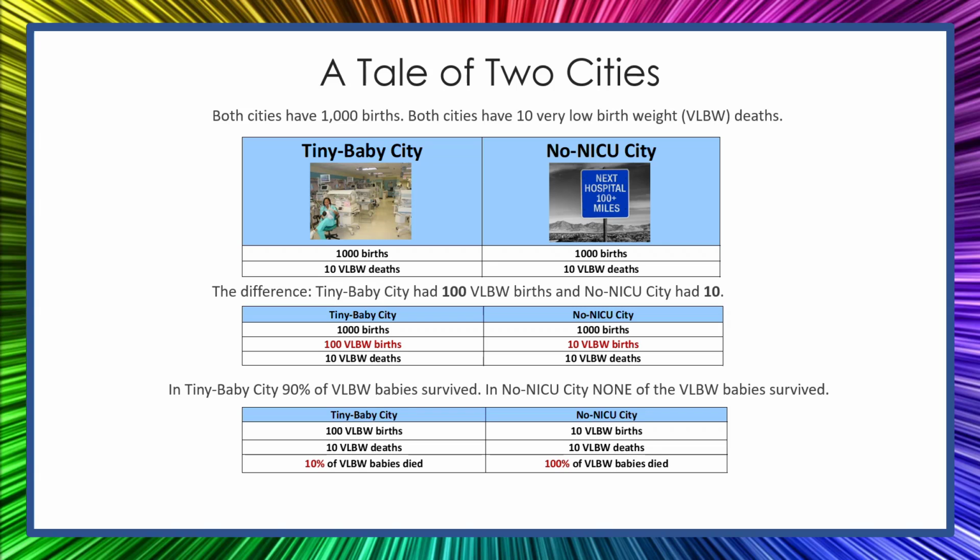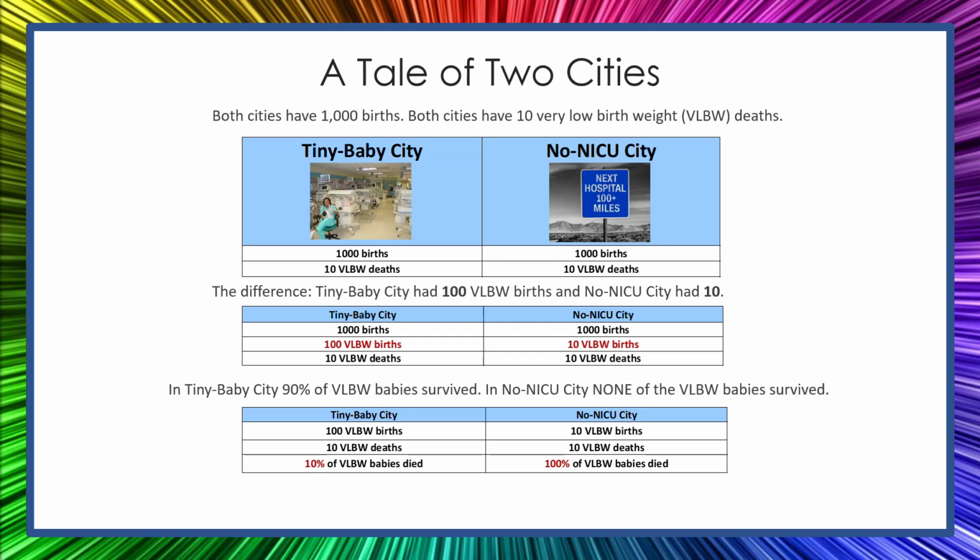This is a tale of two cities, Tiny Baby City and No NICU City. I'll just say it's called No NICU City because it's a pattern that you would expect to see in, for example, a rural area that doesn't have the same sort of medical care that's available in an urban area. Both Tiny Baby City and No NICU City have 1,000 births. Both cities have 10 very low birth weight deaths.